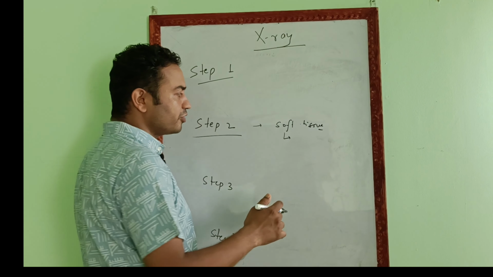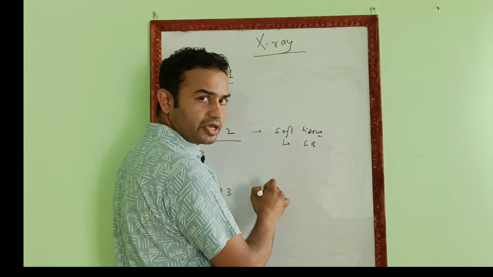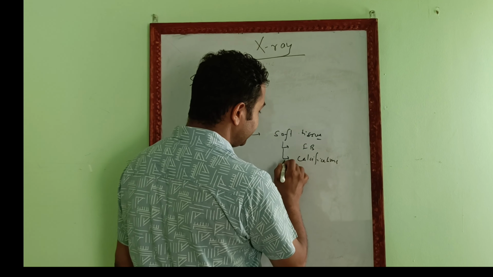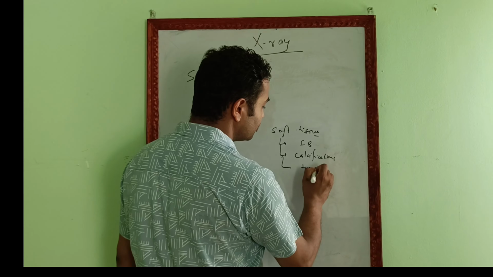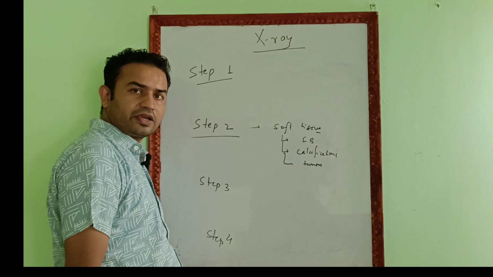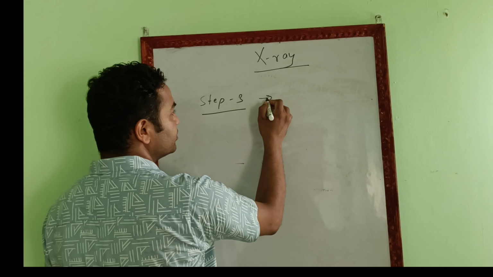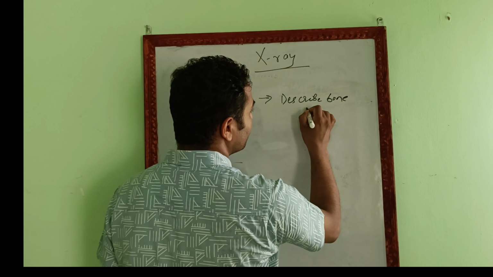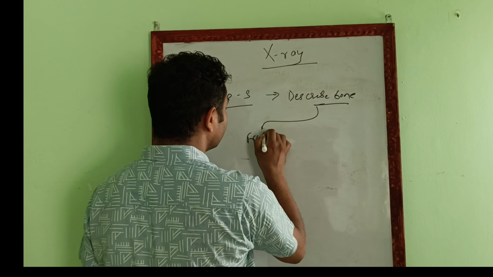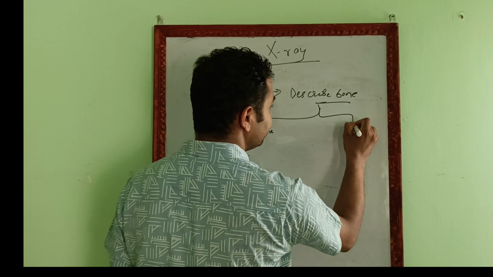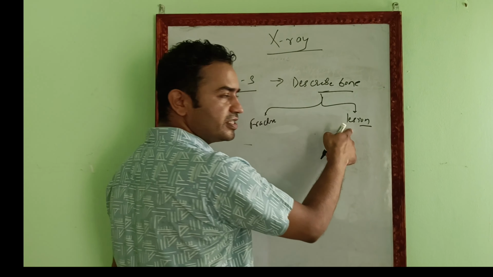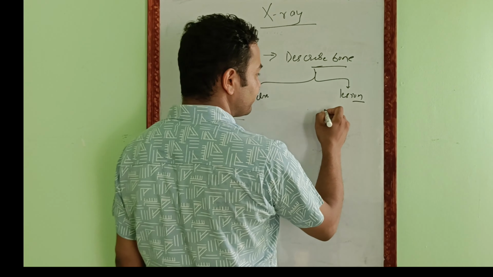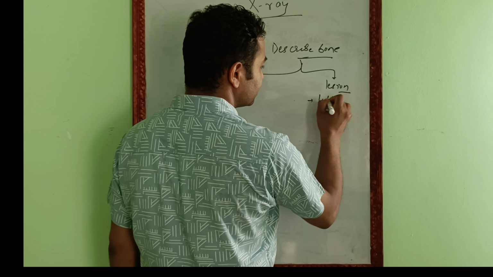In the soft tissue, you try to look for any foreign body, any kind of calcifications, or any soft tissue tumors which are visible in the X-ray. And in step 3, you describe the bone, whether there is a fracture or any lesion. If there is a lesion, you have to describe whether it's a lytic lesion, a sclerotic lesion, or any kind of geographical lesion.